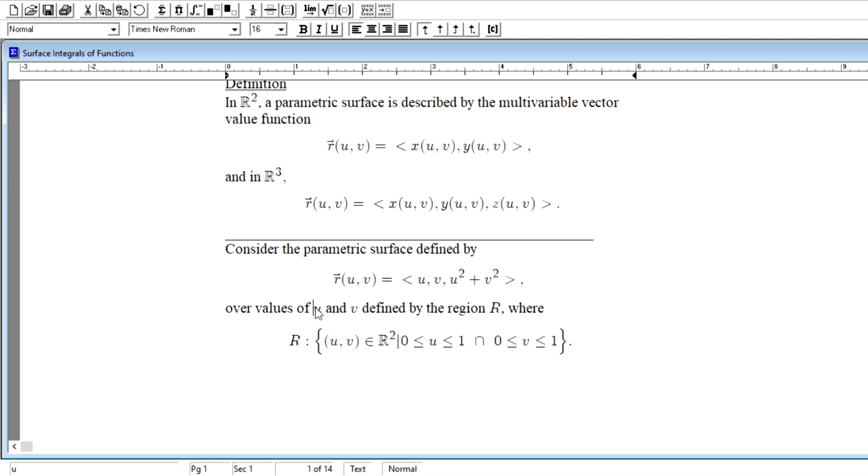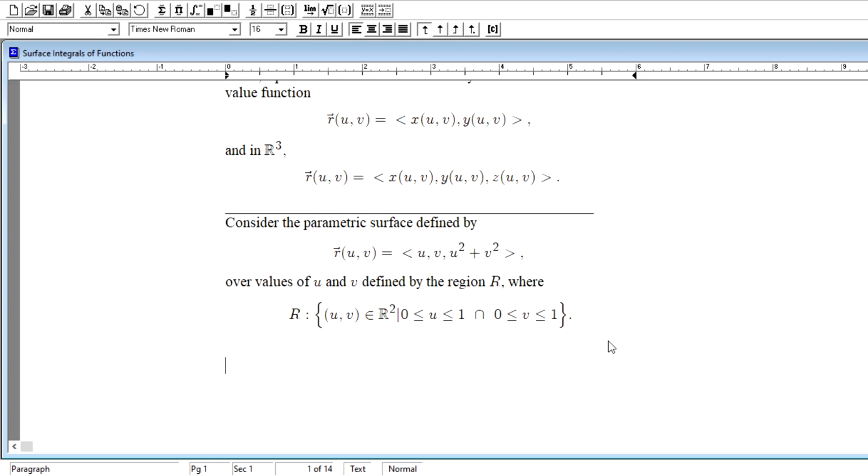And this is over values of the parameters u and v, let's say, over a region R in two dimensions, where u is between the values of 0 and 1, and v is between the values of 0 and 1. All right, defining what we might say is a square region in two-dimensional space.